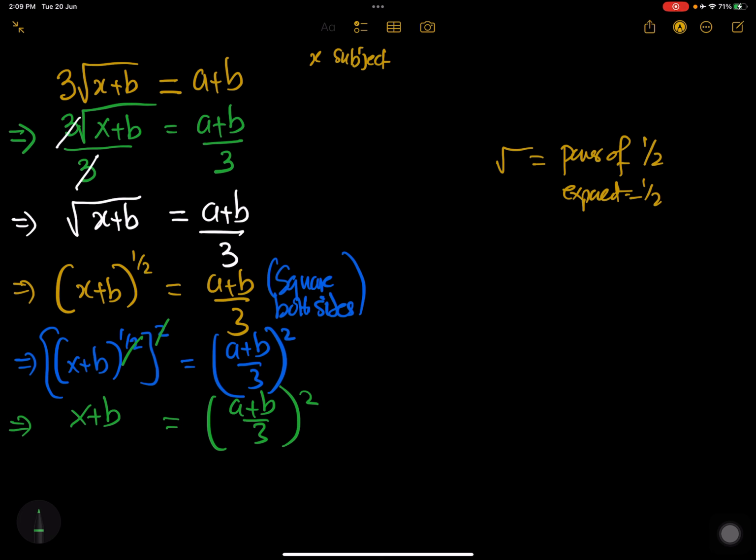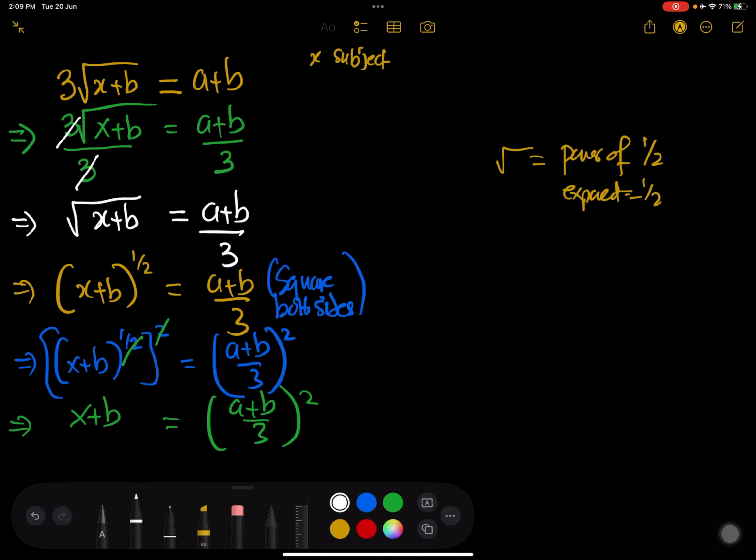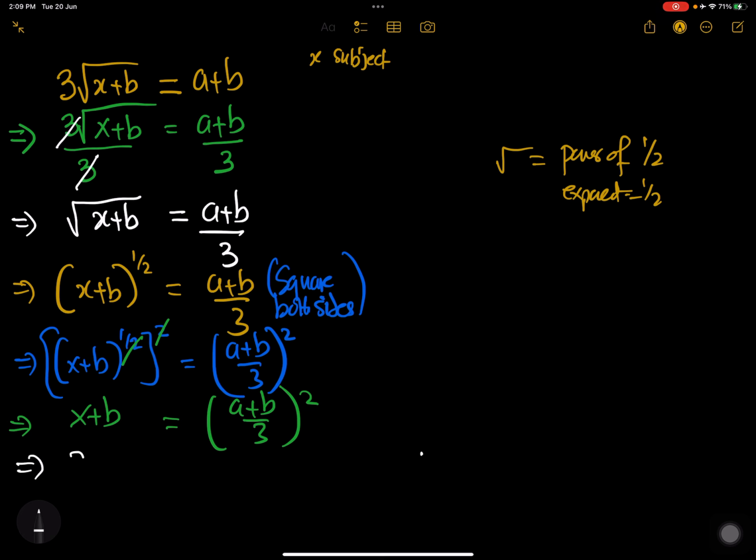And now we can find our what? We can successfully find our x. How do we do that? We can keep this x here and have on the right-hand side (a plus b) divided by 3, all squared, and then move this b over here. And in moving that, the b changes to what? A minus b. So finally, we have x equal to ((a plus b) divided by 3) all squared, and then minus b. That's our final answer.